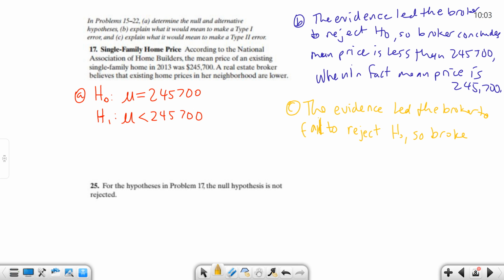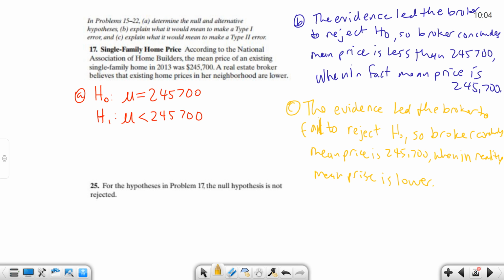So the broker concludes the mean price is 245,700 when in reality what's true? H1 is true, when in reality the mean price is lower. I'm just going to put lower. All right? When in reality it's lower because that was our alternative hypothesis, right? So we failed to reject H naught. We kept it. We said, hey, we assumed that the mean price was 245,700, so we're going to keep that because I didn't find any evidence against it, or not enough. But in reality the mean price is actually lower, okay?